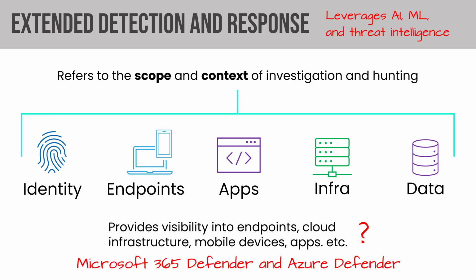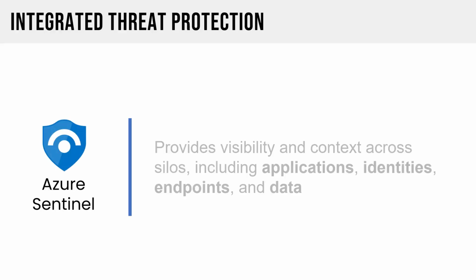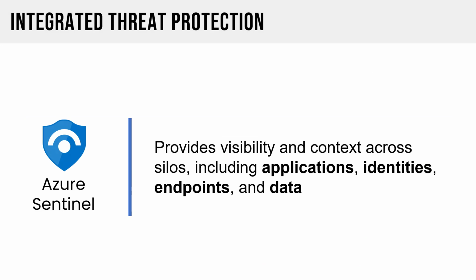Let's talk a bit about Microsoft 365 Defender. First, I actually want to touch on Azure Sentinel with you. So Azure Sentinel is security information event management. So it provides visibility and context across all the silos, applications, identities, endpoints, and data. Sentinel has connectors bringing in data from more than 100 sources, and not just Microsoft sources.